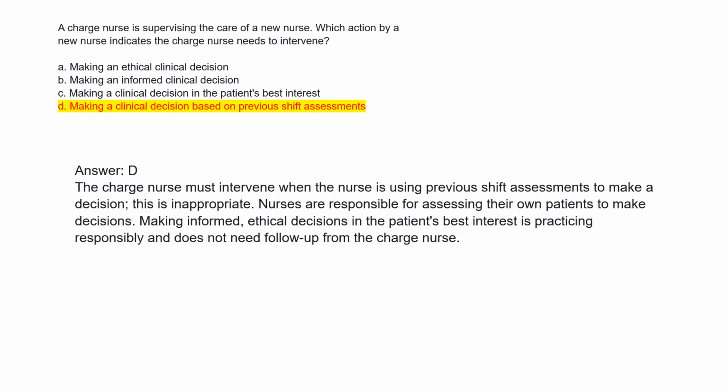The charge nurse must intervene when the nurse is using previous shift assessments to make a decision. This is inappropriate. Nurses are responsible for assessing their own patients to make decisions. Making informed, ethical decisions in the patient's best interest is practicing responsibly and does not need follow-up from the charge nurse.